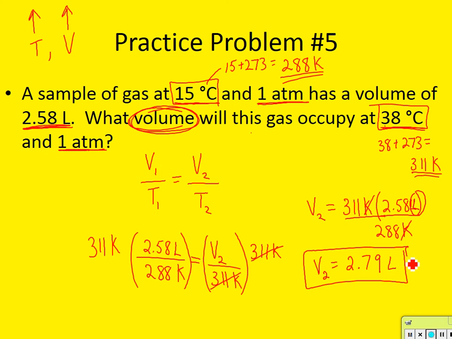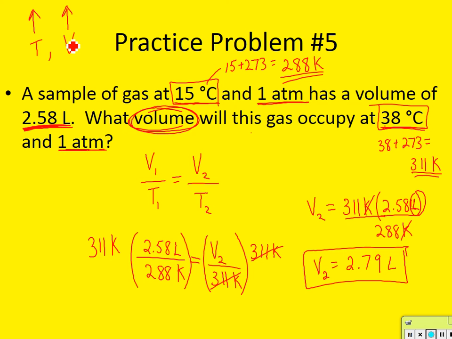Now that we're done, let's see if it did in fact increase in volume. So the initial volume was 2.58, and our final volume went up to 2.79. So it did increase. Temperature goes up, so should your volume. Okay, that's it for Charles' Law. I hope that this helps understand how the temperature and the volume of a gas are related, and they're directly related. Before I stop, I just wanted to review some of the more important things from this video.